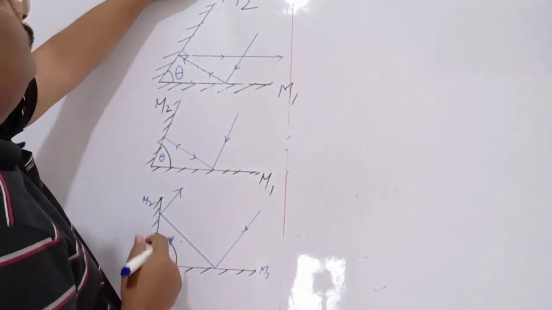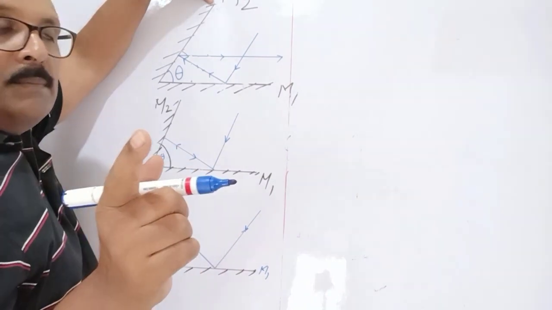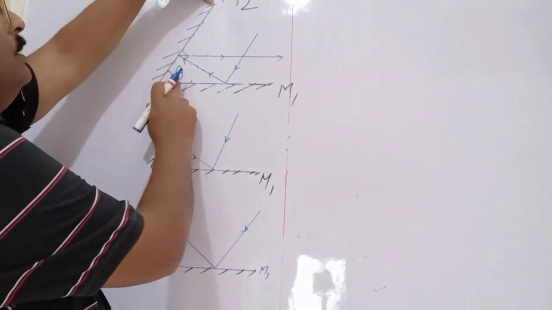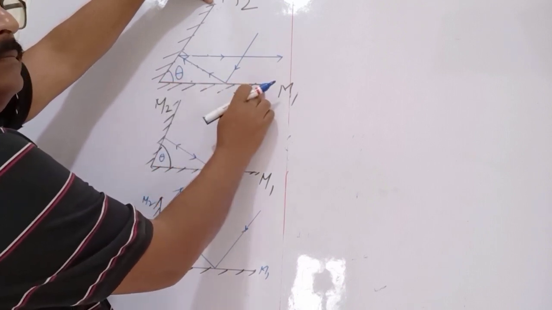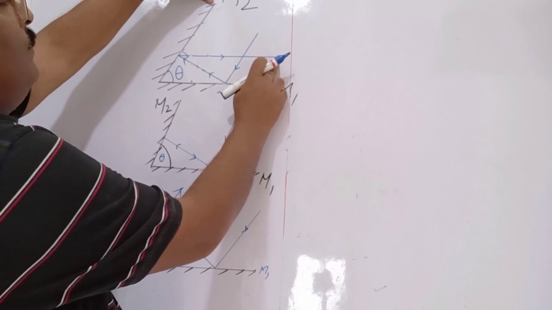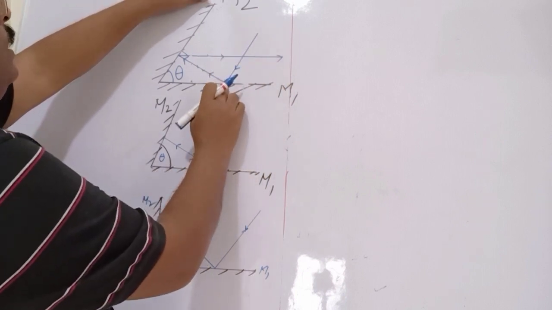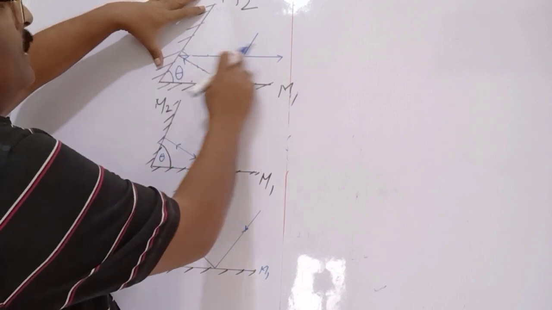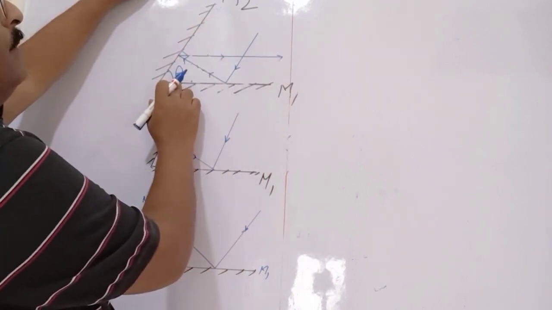Find the angle between the mirrors, two mirrors. Two mirrors are kept at an angle theta such that a ray is incident on one of the mirrors and the reflected ray will be parallel to what? The first ray is parallel to the second mirror and the reflected ray is parallel to the first mirror. Under these circumstances, find the angle between the two mirrors.